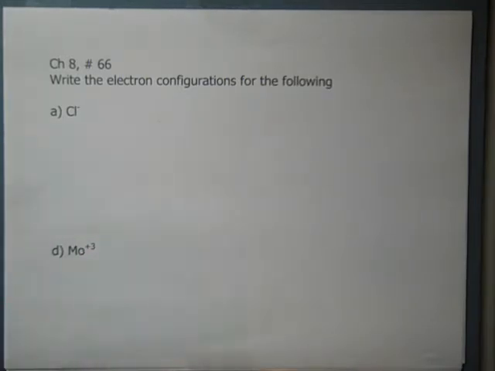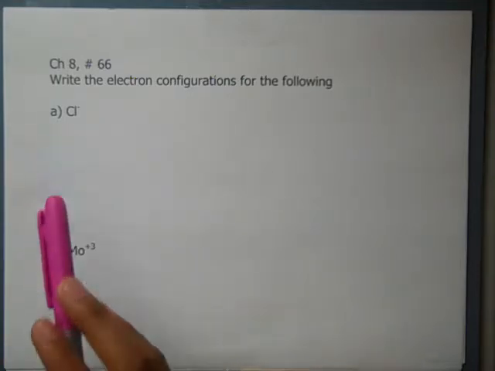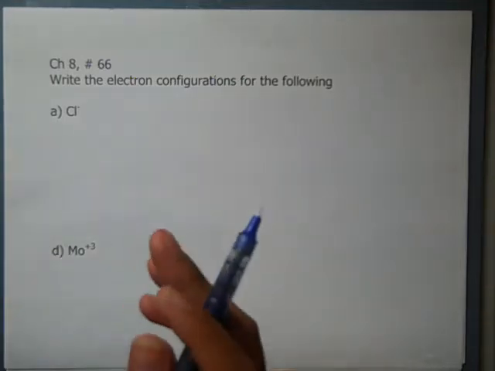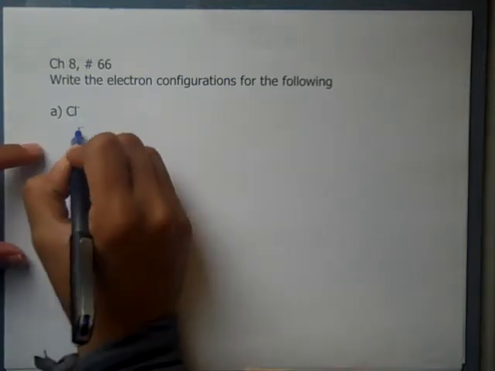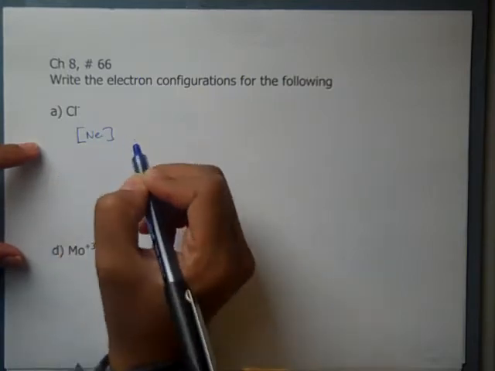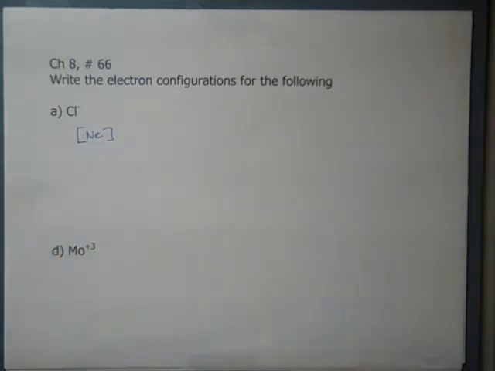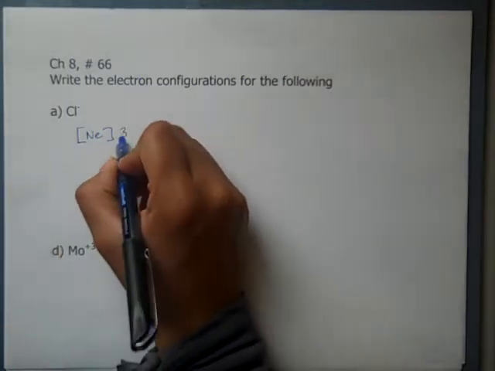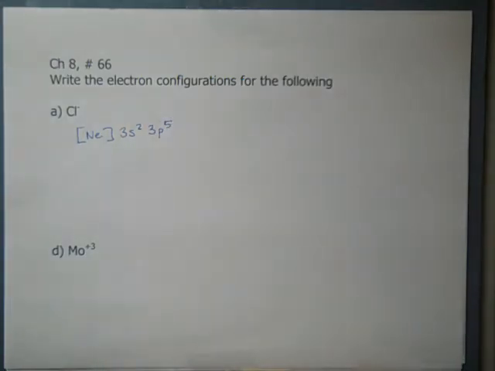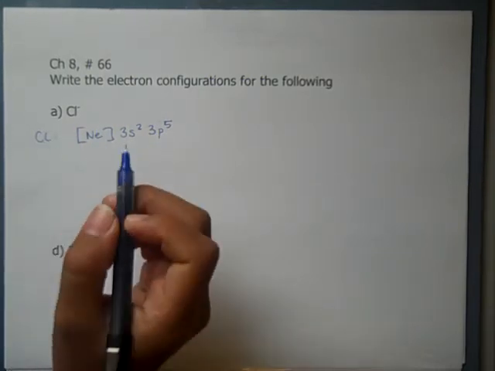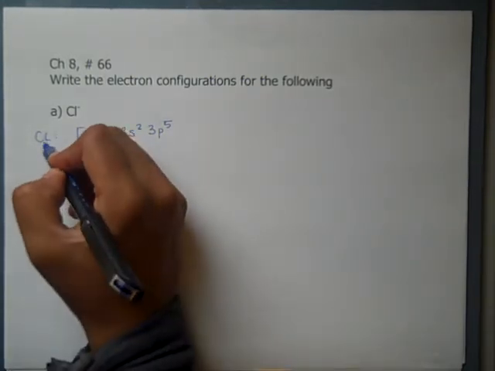We start off with its original, like its parent element. So it's chlorine minus, we're going to write the electron configuration as if it was chlorine. So we would start off with, we can use the noble gas configuration. The noble gas before is neon. And then after neon, we fall across the periodic table and we get 3s2, 3p5. So that would be regular chlorine, just zero charge, neutral chlorine.